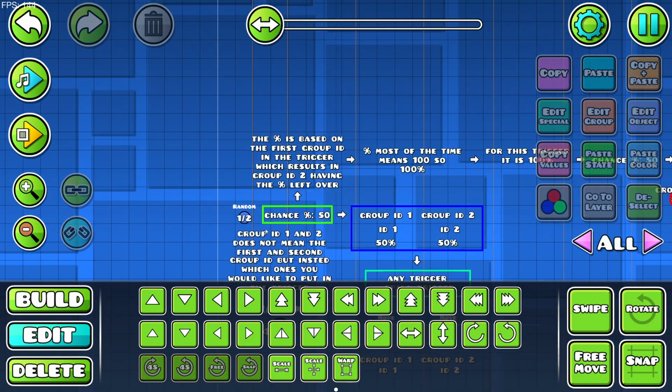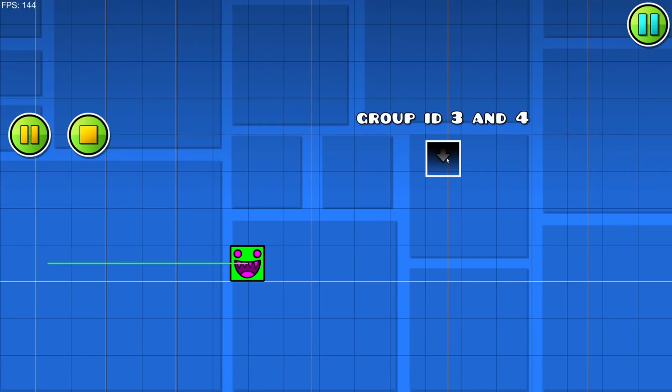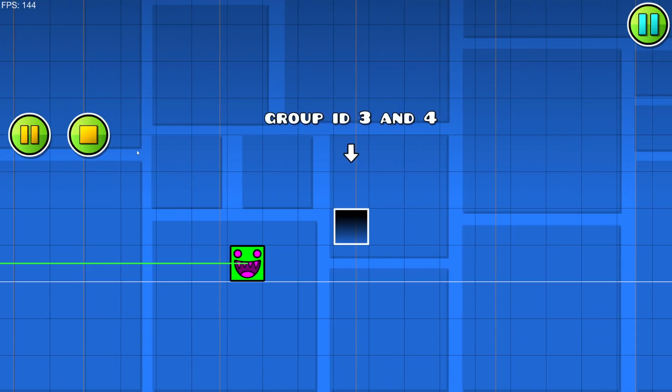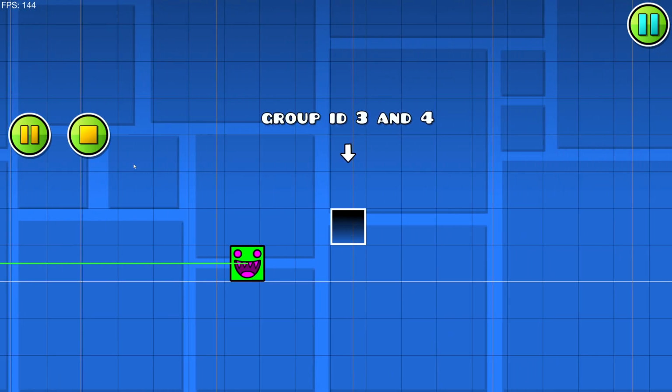Okay, so here's how the randomization trigger works. Basically, when you play a level, you can see here that the cube, this thing here, moves up, right? But if I play it a few times, it then goes down. So it's basically randomized every time if it goes up or down. But how does this happen?